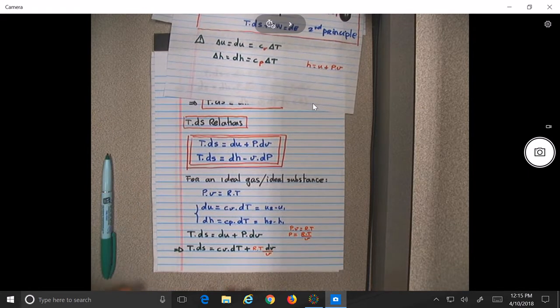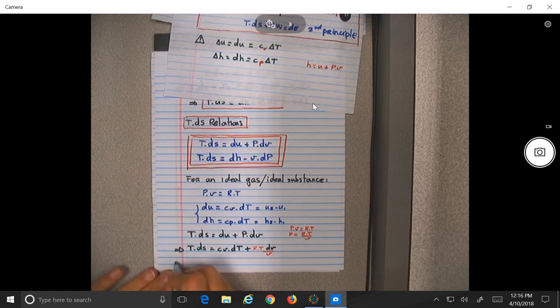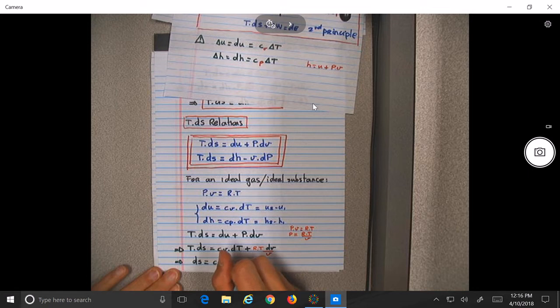TdS divided by V. If you understand this, you're not going to have any problem, okay? But that's why we need some practice. So now, what happens if I move the T to that side? If I divide both sides by T, what am I going to get? Change of the ds will be equal to what?